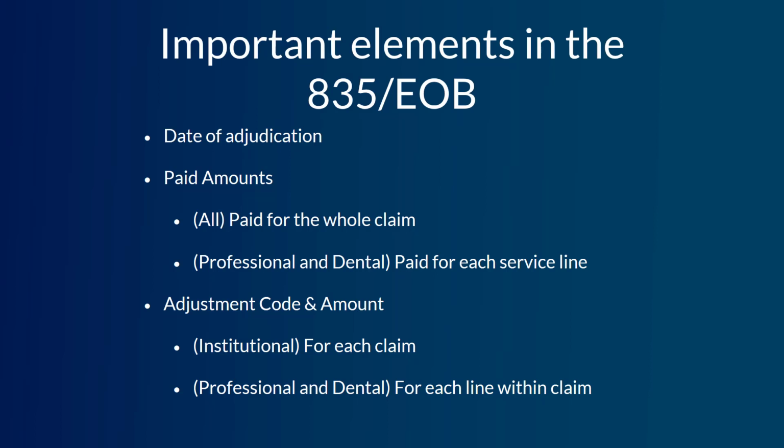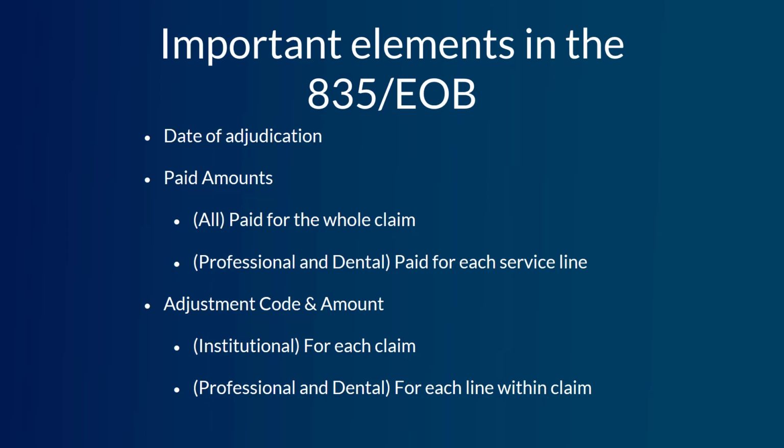Paid amounts. Now, everybody who's building a coordination of benefits claim will at least need the claim paid amount. This is the total amount paid on that entire claim. Now, professional and dental providers, you will also need any paid amounts for each individual service line. You will also need adjustment codes and the adjustment amounts that are associated with them. So remember, adjustments are non-payments. Adjustment codes are the codes that will indicate a reason for a non-payment or for an adjustment. So keep an eye out for those.